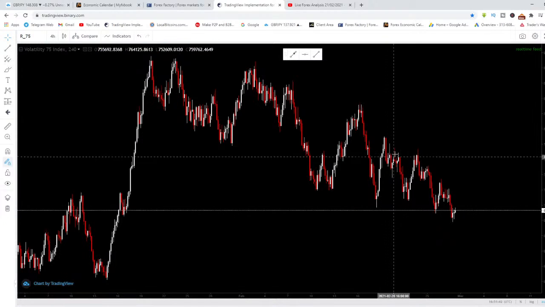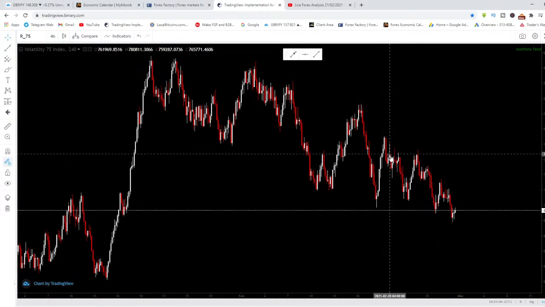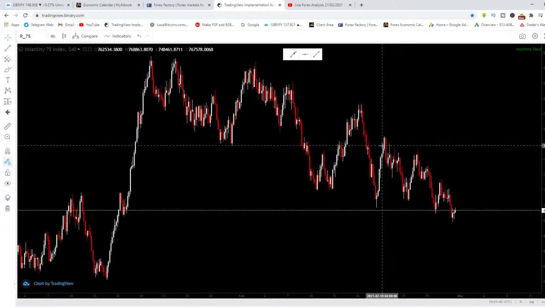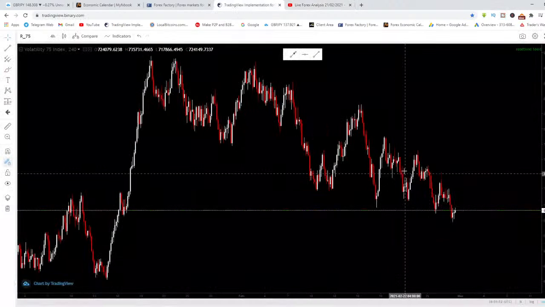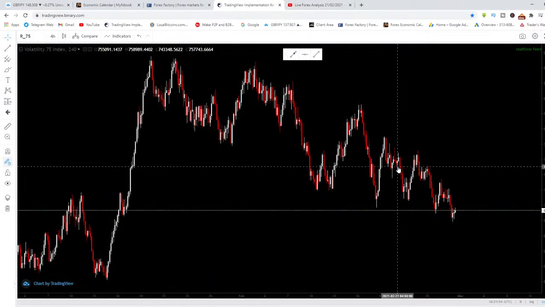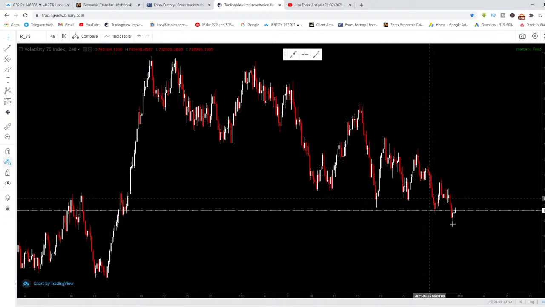It was around here. Yeah, exactly. It was around this point where we are analyzing it right now. As you guys can see, it is accurate. It was around this level, right? So now you see what happened. Volatility 75 sold to the downside.